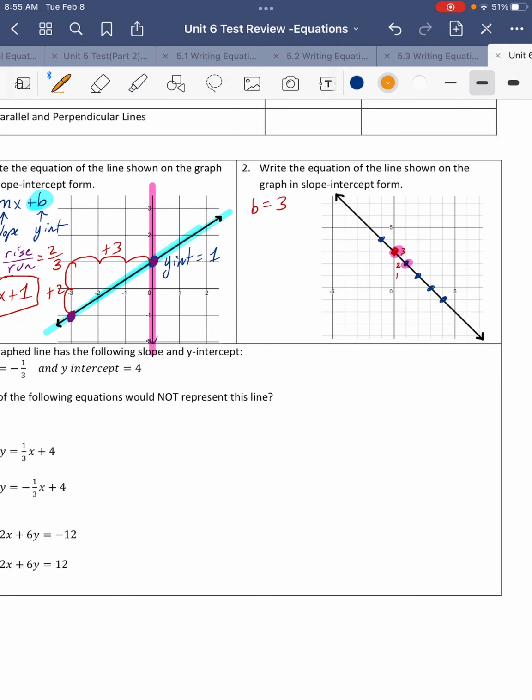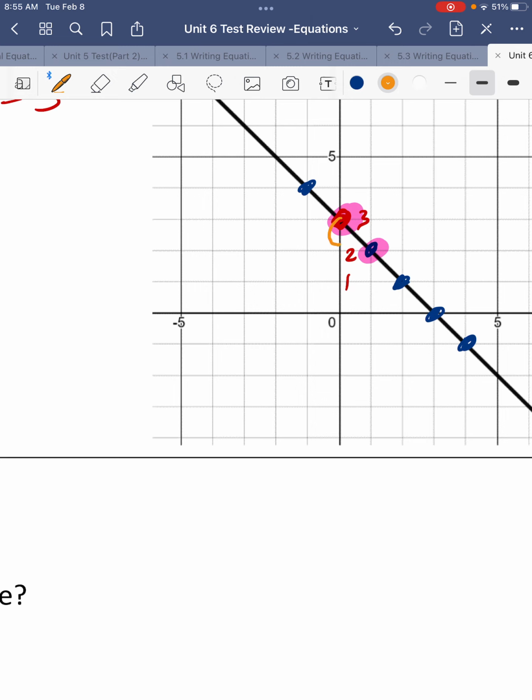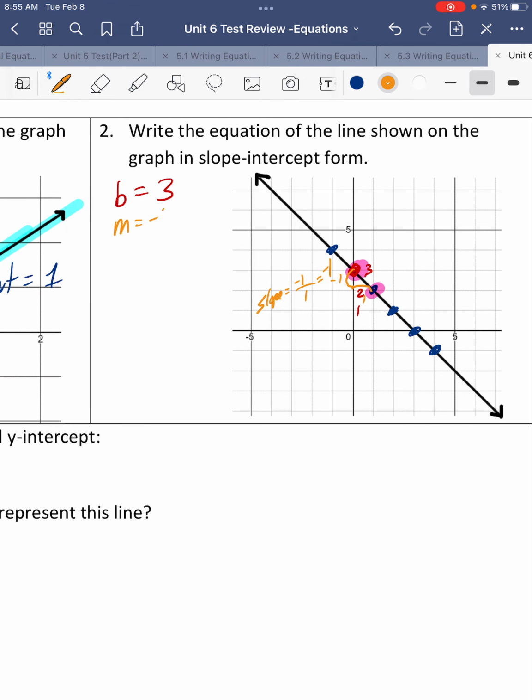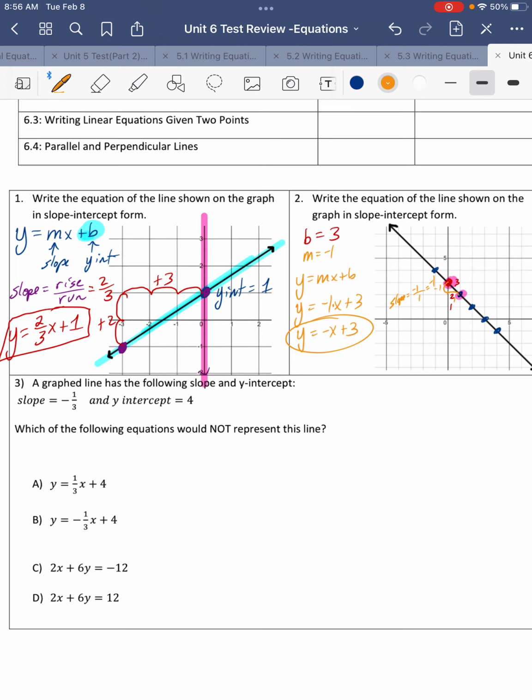So if we're looking here, we're going to zoom this in, go down 1, so the slope is down 1 to the right 1. So -1 divided by positive 1 is -1. So our slope is -1. So in the formula y equals mx plus b, we need to replace the m with -1 and the b with 3. -1 times x can be simplified to -x. And this is your best answer.